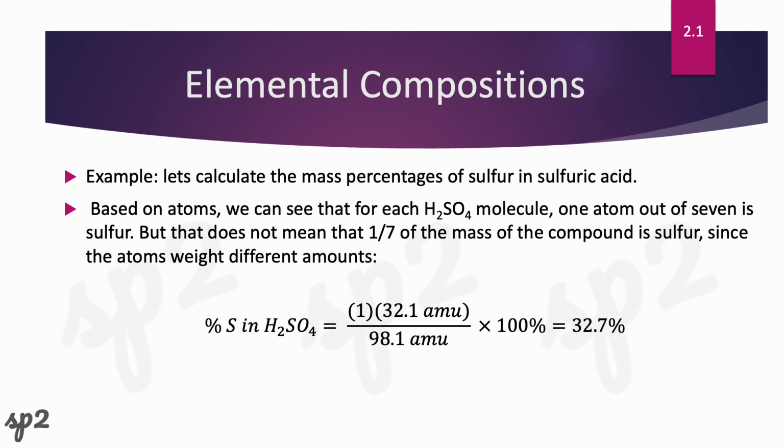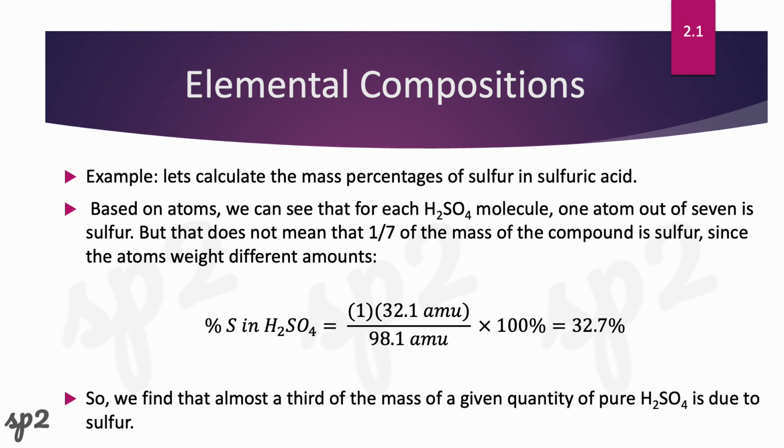We're looking for the percent of S in H2SO4. There's only one S, right? Times the atomic weight, which is 32.1. Then we divide that by the formula weight for sulfuric acid, which we just calculated in our previous slide, times 100, and that is going to be 32.7%. Which means that when you're thinking about this value, 1/3 of the mass for any given quantity of sulfuric acid is going to be sulfur.